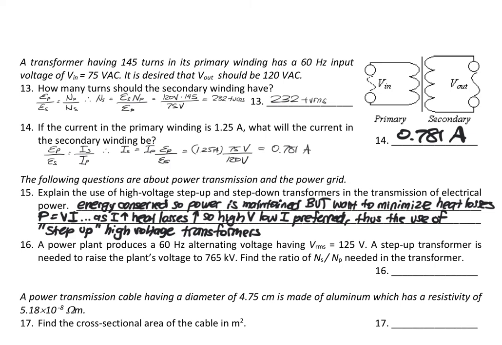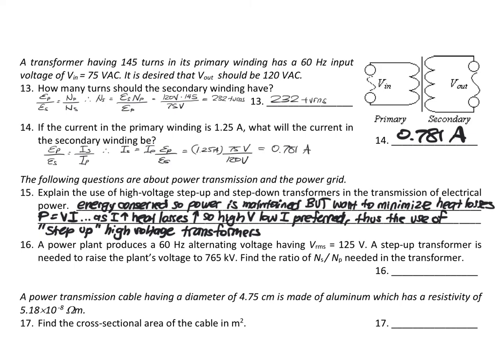I don't like number 16 because it talks about the power plant making an RMS voltage of 125 volts, and it wants to step that up to 765,000 volts. But it doesn't say if that's a peak value or an RMS value. And it matters because the ratio of the secondary coils to the primary coils is equal to the ratio of the voltages, and the RMS ratio and the peak voltage ratio should be roughly the same.